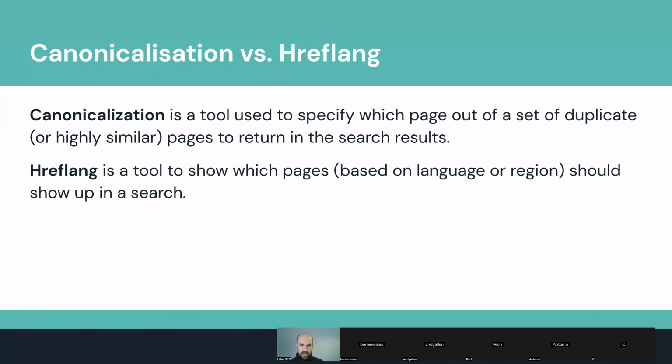So what's the difference then between canonicalization versus hreflang? Basically, canonicalization is a tool that's used to specify which page out of a set of duplicate or highly similar pages to return. So this is basically for one language, one country. As soon as you add multiple regions or multiple languages or any combination thereof, that's where hreflang comes in to show which pages based on a language or region should be shown up in a search, in which search engine ideally.